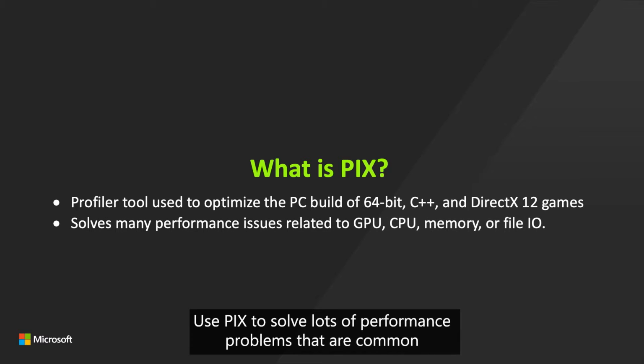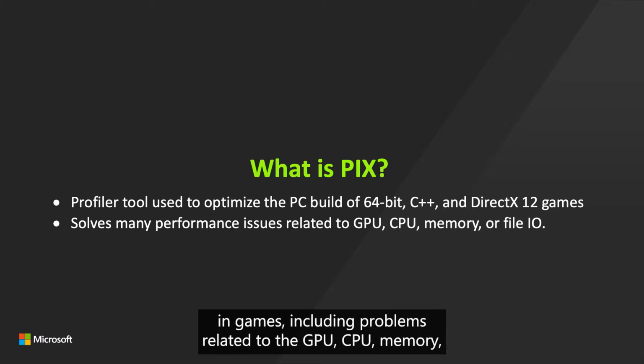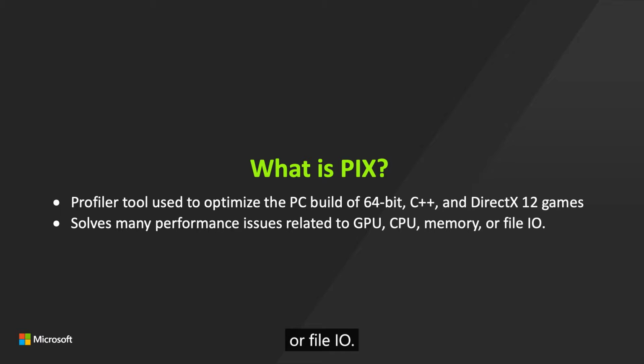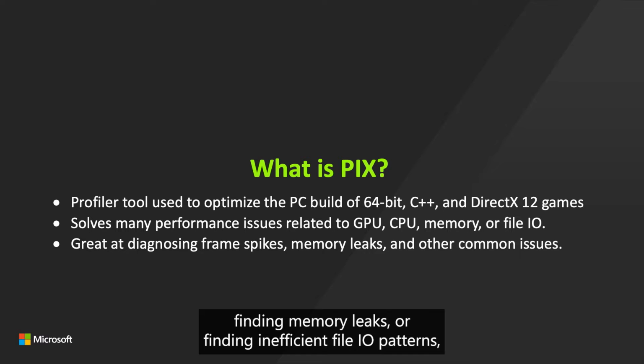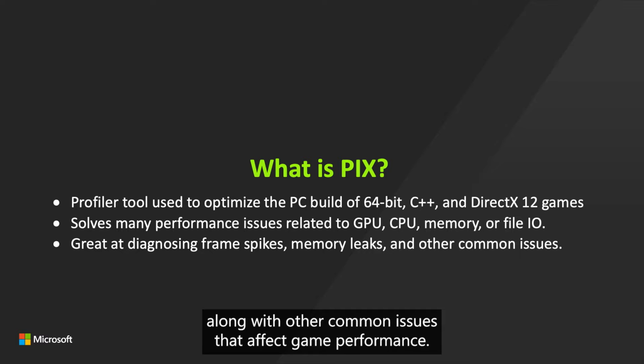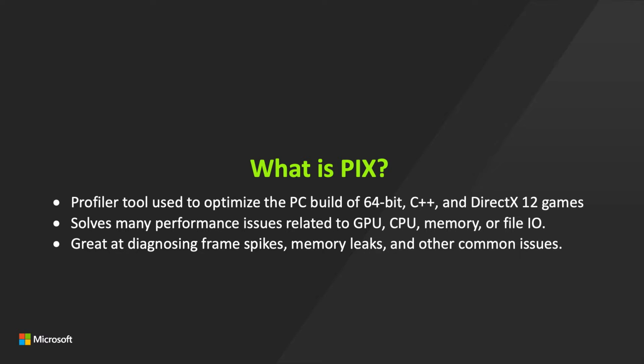Use PIX to solve lots of performance problems that are common in games, including problems related to the GPU, CPU, memory, or file I/O. For example, PIX is great at helping you diagnose spikes in frame time, finding memory leaks, or finding inefficient file I/O patterns, along with other common issues that affect game performance.